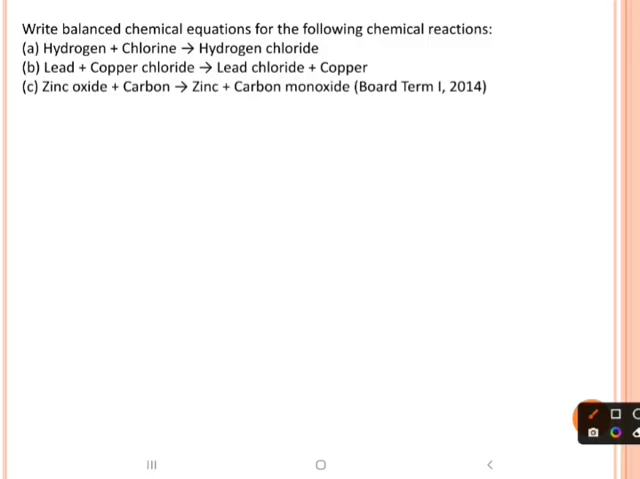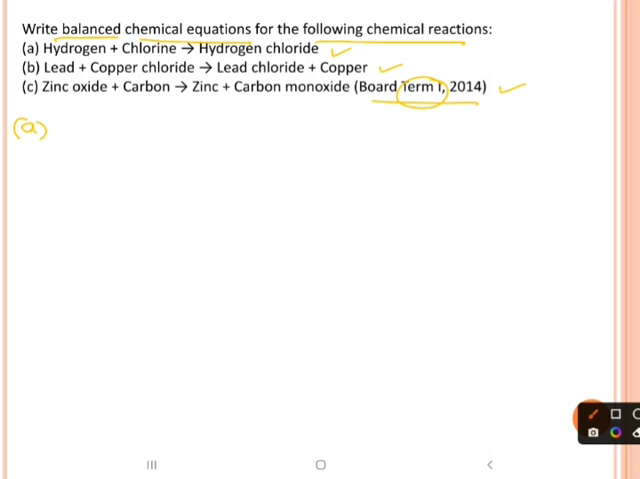Let's see the next question. Next question says write the balanced chemical equation. Again we have to write the balanced chemical equation for the following chemical reactions. Now see, these are given in the form of words. We have to write them first of all in their representations, and then we are going to balance them. This again was as in the board term 1.